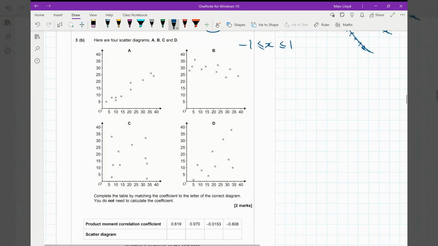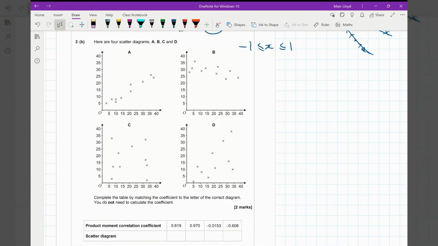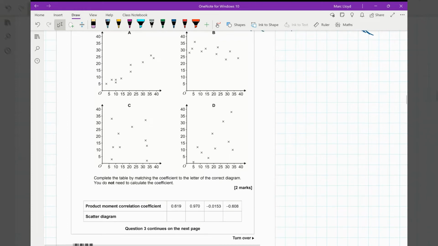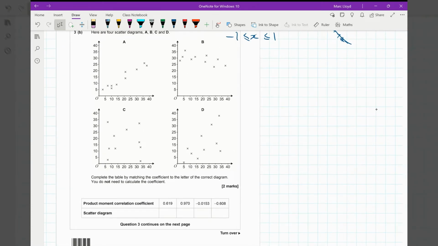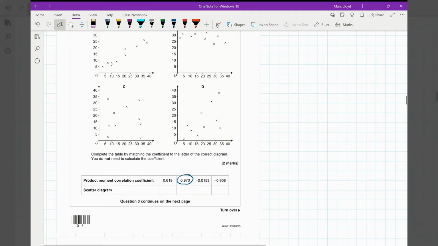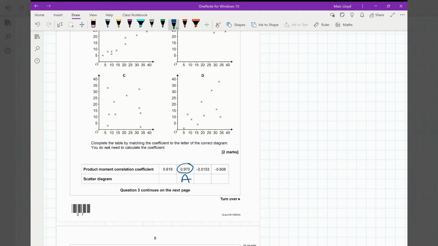Okay, for part 3B, complete the table by matching the coefficient to the letter of the correct diagram. You do not need to calculate the coefficient. So first one that stands out, we've got this value here, which is very, very nearly a perfect correlation. And it's a positive correlation. So I can rule out C. I'm ruling out B because that one's a negative correlation. So which of the two, A and D, have got the stronger correlation? Well, it's A. So we're going to put A into that one there.